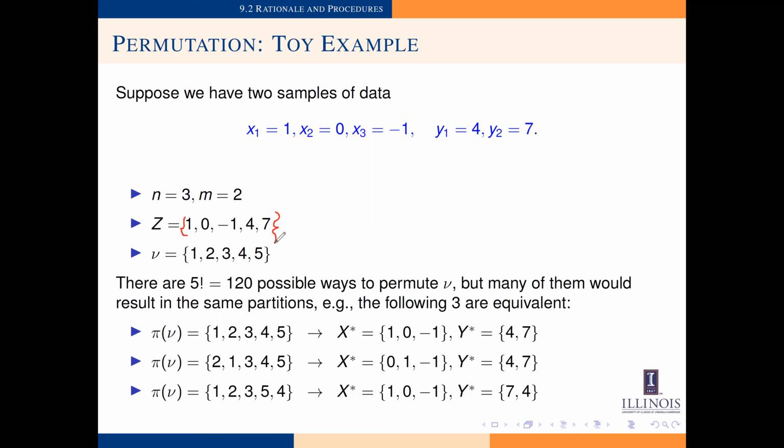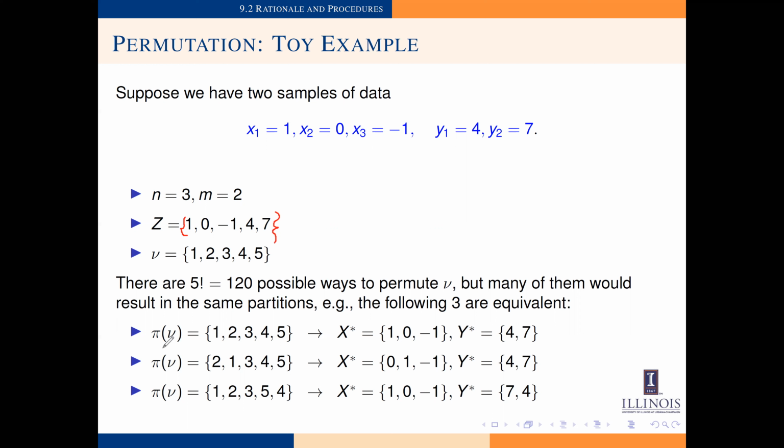But we can see that many of them will result in the same partitions of Z into X star and Y star. For example, the following 3 partitions are equivalent because we are considering unordered sets. The first one, the permutation is the identity permutation, so we don't do a permutation. So pi applied to nu, 1, 2, 3, 4, 5, is going to be 1, 2, 3, 4, 5. So nothing has changed. In this case, X star is going to be equal to 1, 0, negative 1, and Y star is 4, 7, exactly the same as our original observations.